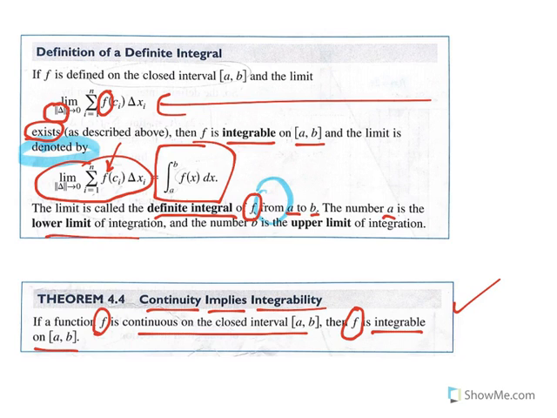The number a is the lower limit of integration. The number b is the upper limit of integration. So what is a definite integral? It is the limit of a Riemann sum as the norm of the partition approaches 0.